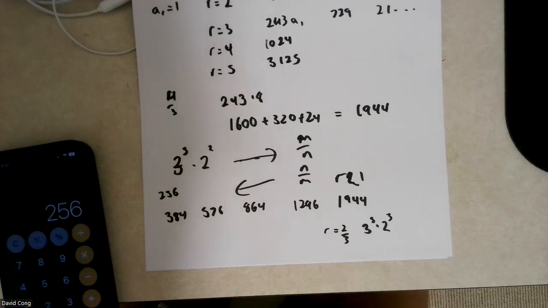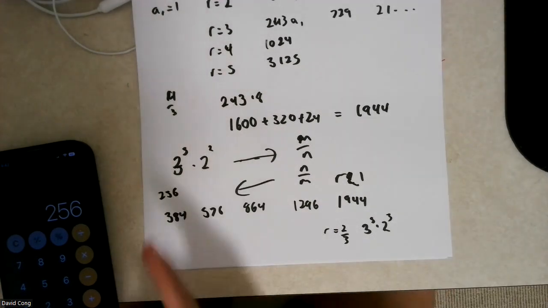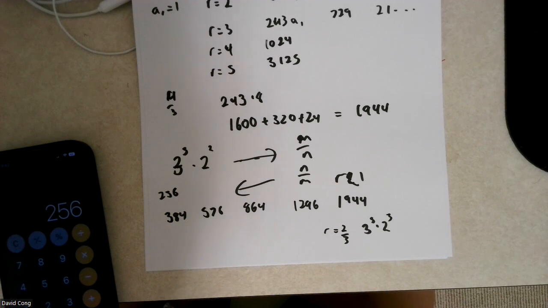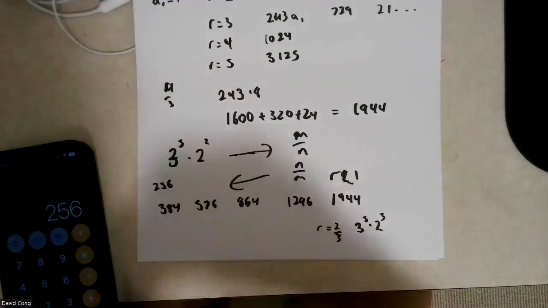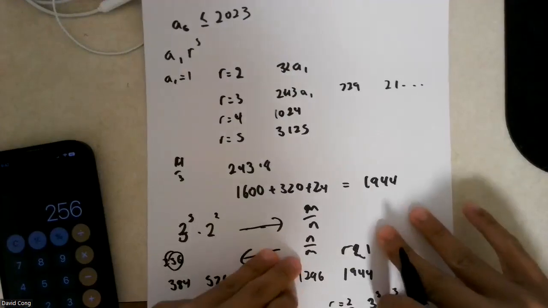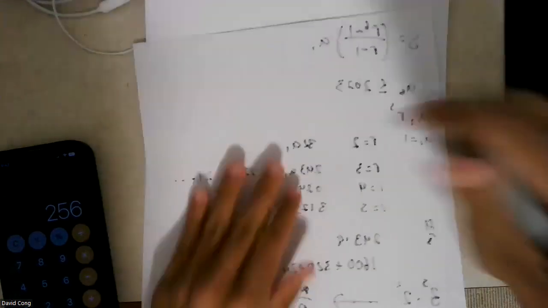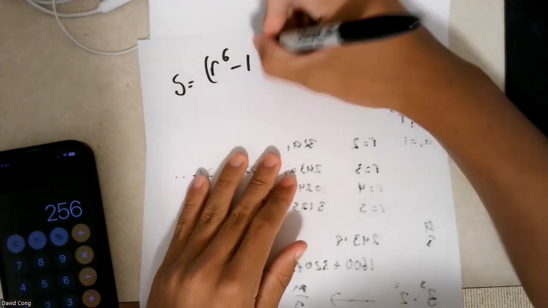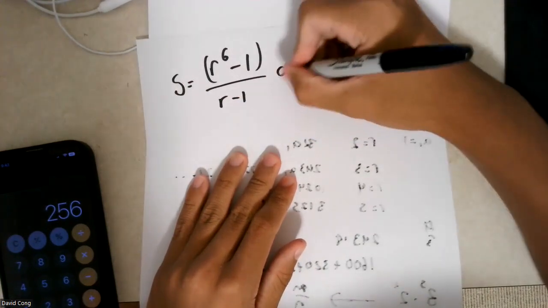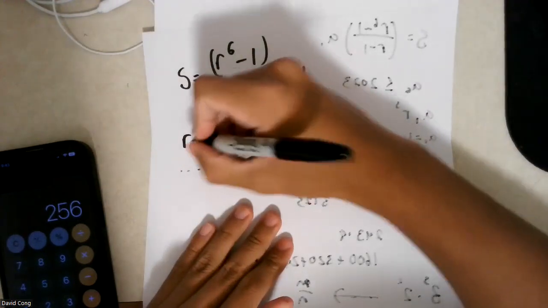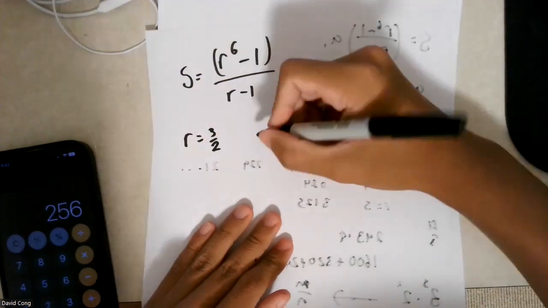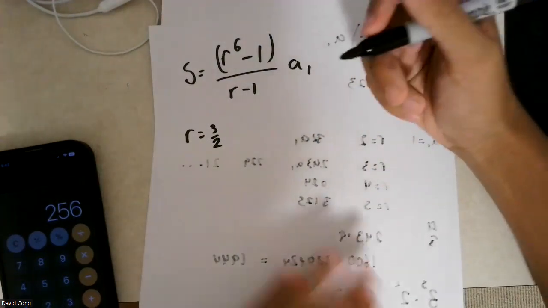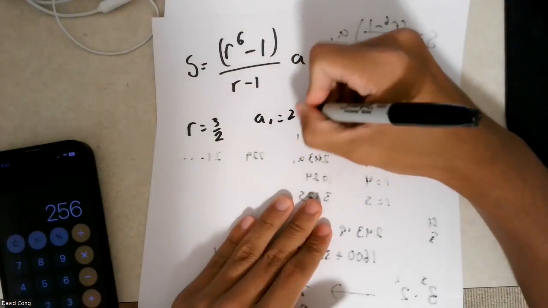No. What does this tell us? 2/3 is the ideal ratio, which means we also found the ideal starting point. Because there has to be at least 5 factors of 2 on the bottom. So we found it. We found our A1, which is 256, and our ratio. So our final sum: r to the 6 minus 1 over r minus 1, times A1. What did we establish? R is equal to 3/2. Because now we have to flip it again, because we're moving forward. And A1 is equal to 256.